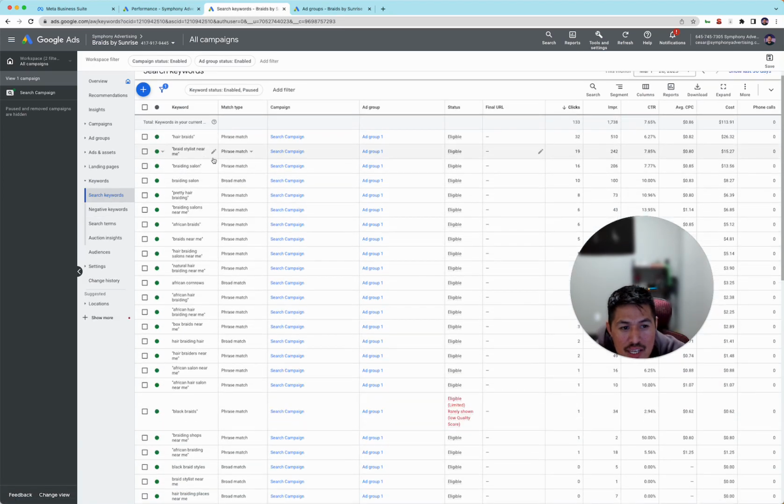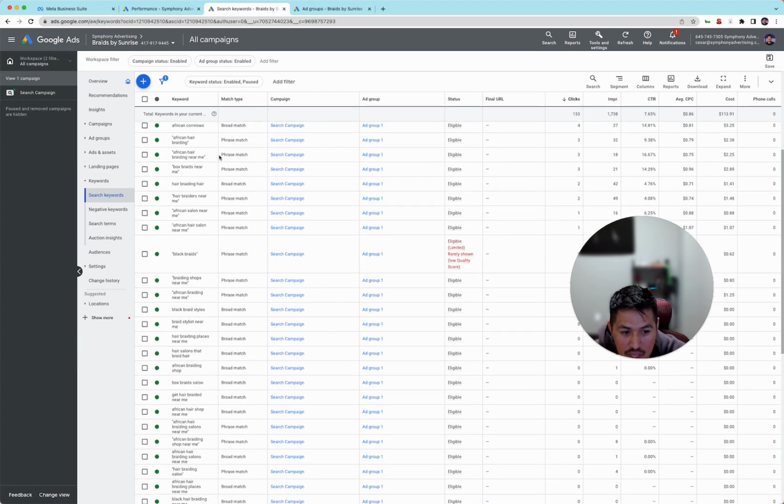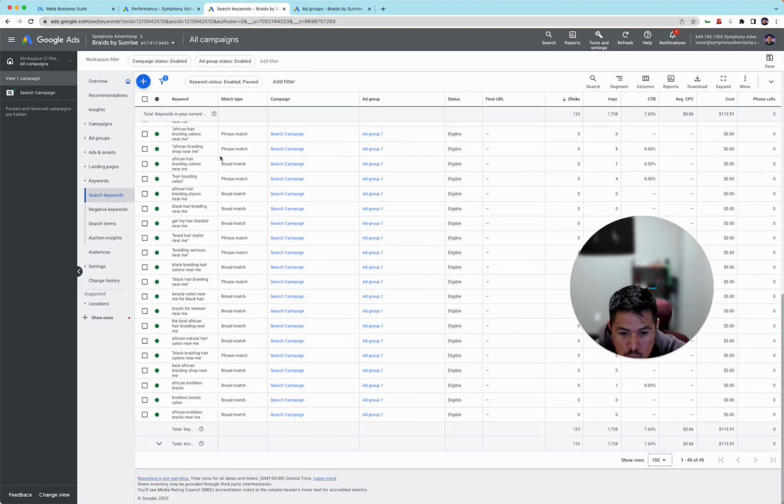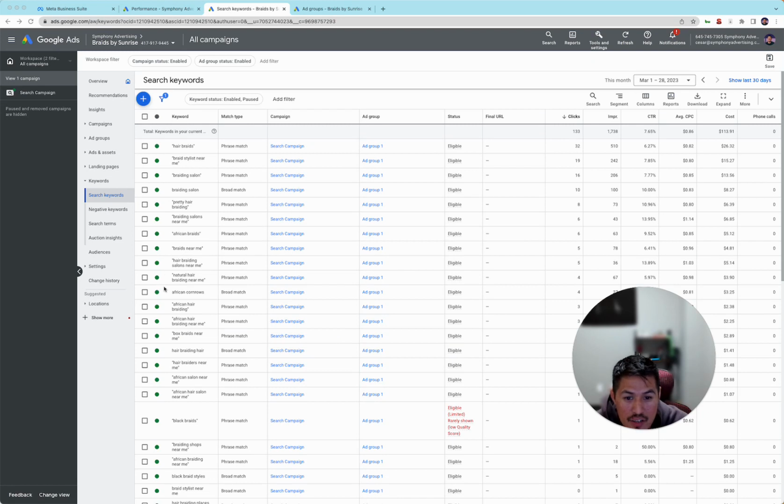So here are the keywords, and they're all going to be related to your services, so braiding. And here you'll see literally a lot of keywords. So these are the keywords specifically. Hair braids at 32, braid stylist near me 19, braiding salon 16, braiding salons near me. So some of these are pretty accurate as far as hair braiding salons near me. So these 5 clicks, they're specifically trying to find a salon near them.